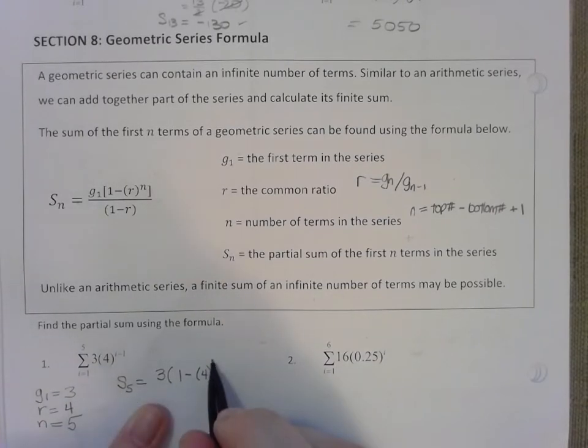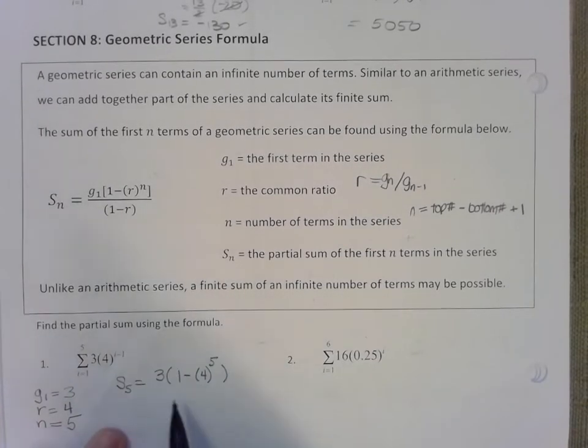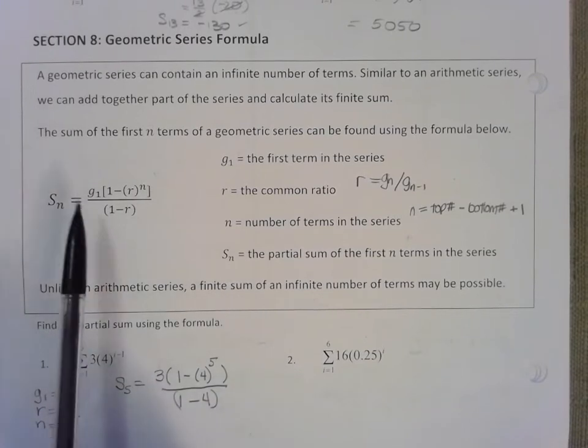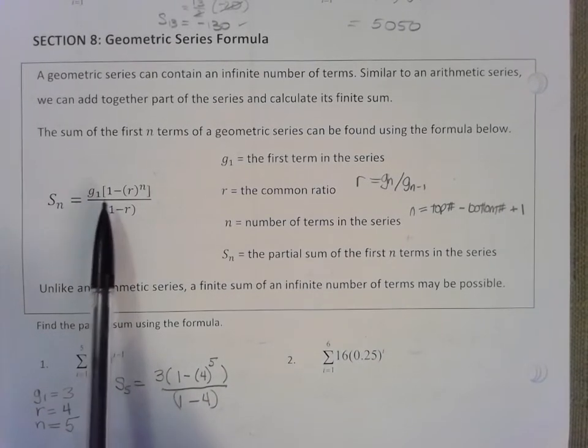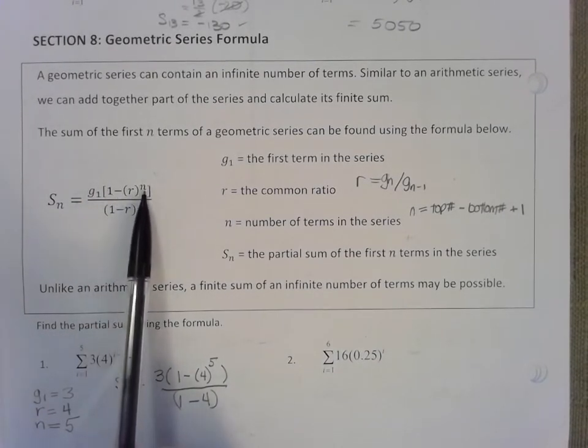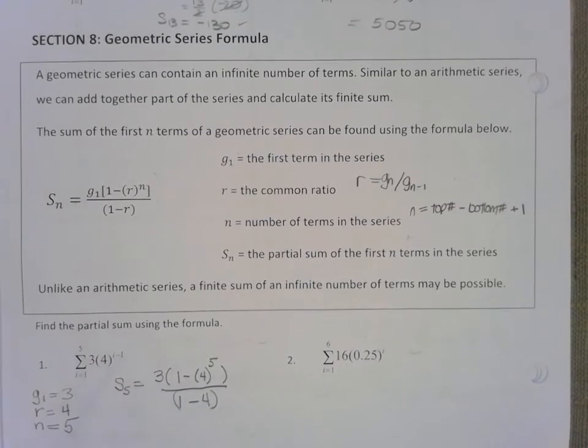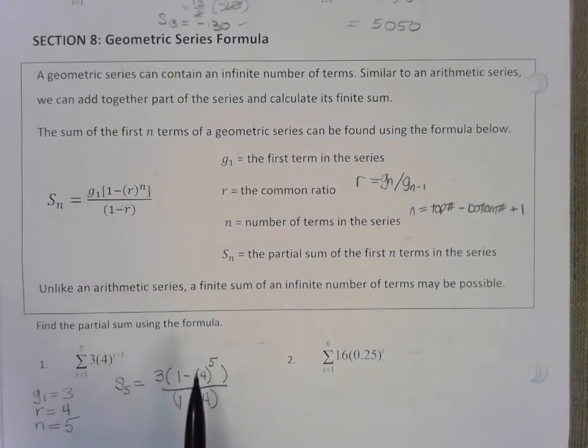Because it's 5 terms, we're going to raise this to the 5th power. Then divide this all by 1 minus my ratio again down here. So you take the first term, multiply it by the expression 1 minus the ratio to the value of n, and divide it by 1 minus this ratio. Now there are parentheses written in down in the denominator, and I wrote them in here. There are parentheses surrounding your ratio, because if your ratio is negative, you want to power it correctly.